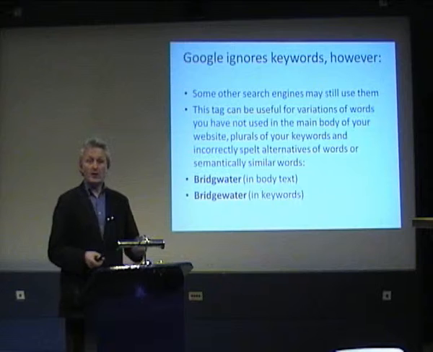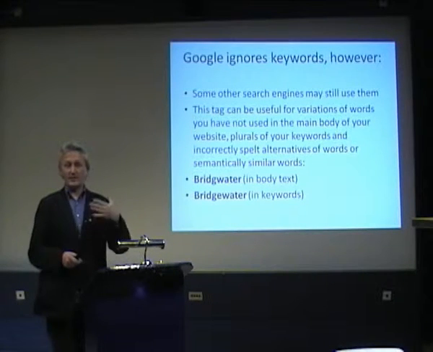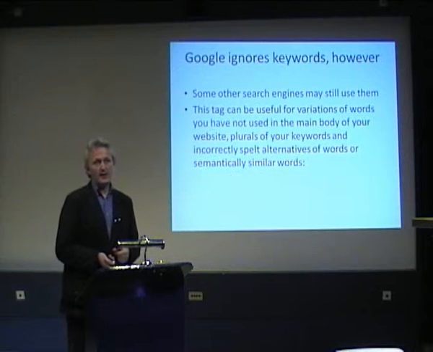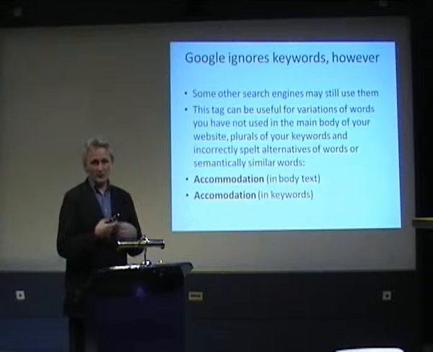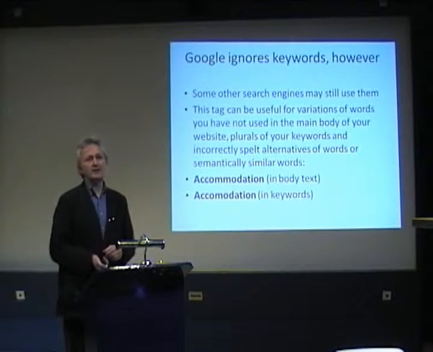And the keyword tag can be useful for variations of words that you have not used in the main visible text on your website. So it might be plurals of your keywords. It might be incorrectly spelt alternatives of words or semantically similar words. For example, we know in Somerset that you spell Bridgewater without an E, but somebody from Birmingham or from Hull may type in Bridgewater with an E. You could embed the wrong spelling in your keywords, but keep it off the visible text of your website. And the same thing with the word accommodation. A lot of people misspell accommodation with a single M rather than with 2 M's, so you could put the misspelling in your keywords.